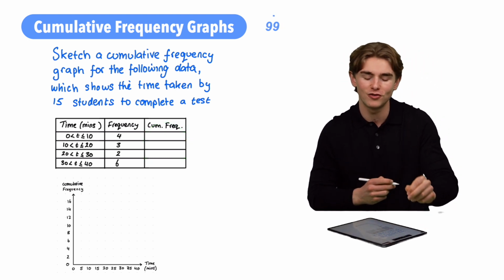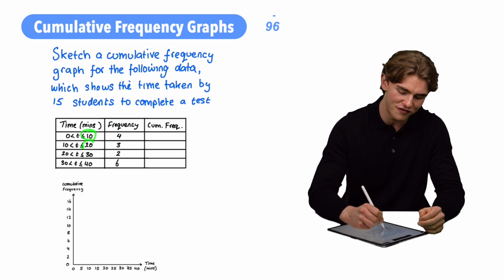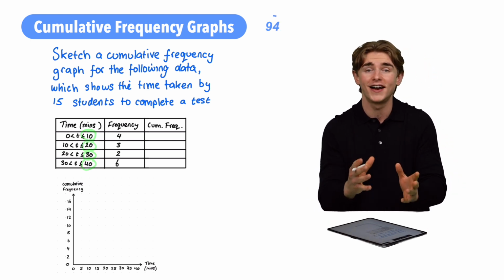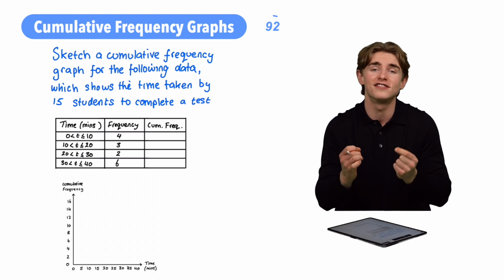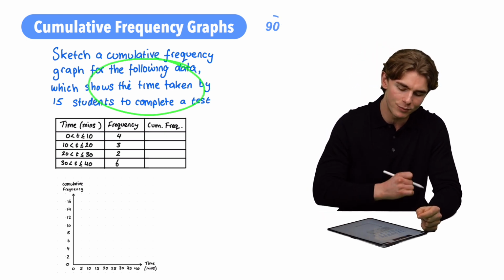Step number two is going to be to plot all of our points at the end of our intervals. And step number three, finally, is going to be to join all of those points with a smooth curve. Let's have a look at this example to see how it's done.